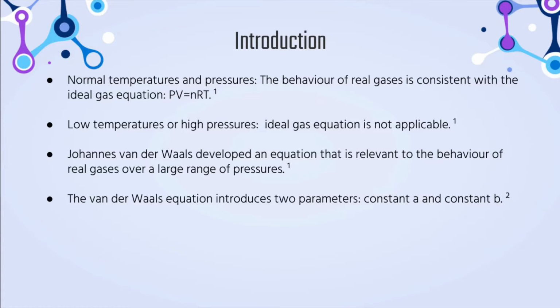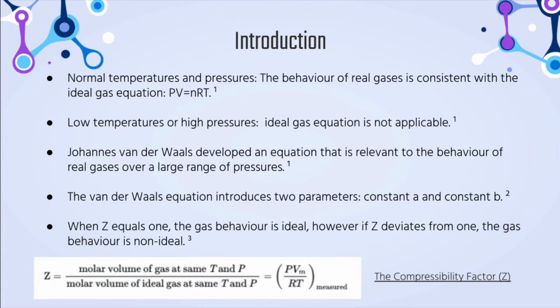The ideal gas law's accuracy is compared between the actual volume of 1 mole of gas, also known as its molar volume, Vm, to the molar volume of an ideal gas at the same temperature and pressure. This ratio is also known as the compressibility factor, Z. When Z equals 1, the gas behavior is ideal. However, if Z deviates from 1, the gas behavior is non-ideal.